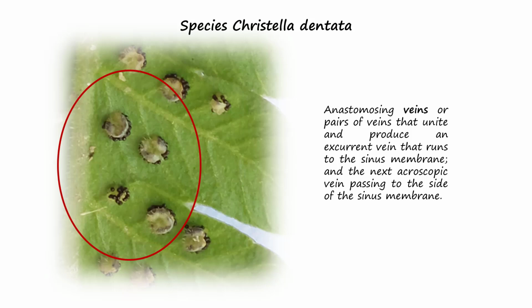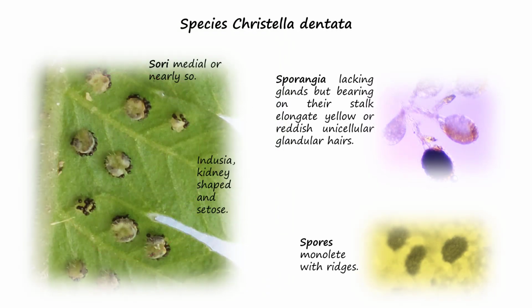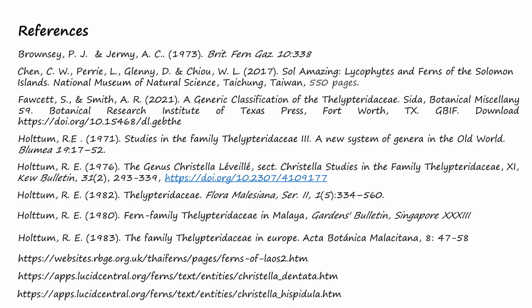The next pair of veins pass to the side of the sinus membrane. Sori are round and medial, and indusia kidney-shaped, setose. Sporangia have an elongate unicellular gland on the stalk. Spores monolete. If you want to study the family Thelypteridaceae or genus Christella in more detail, listed are some references.